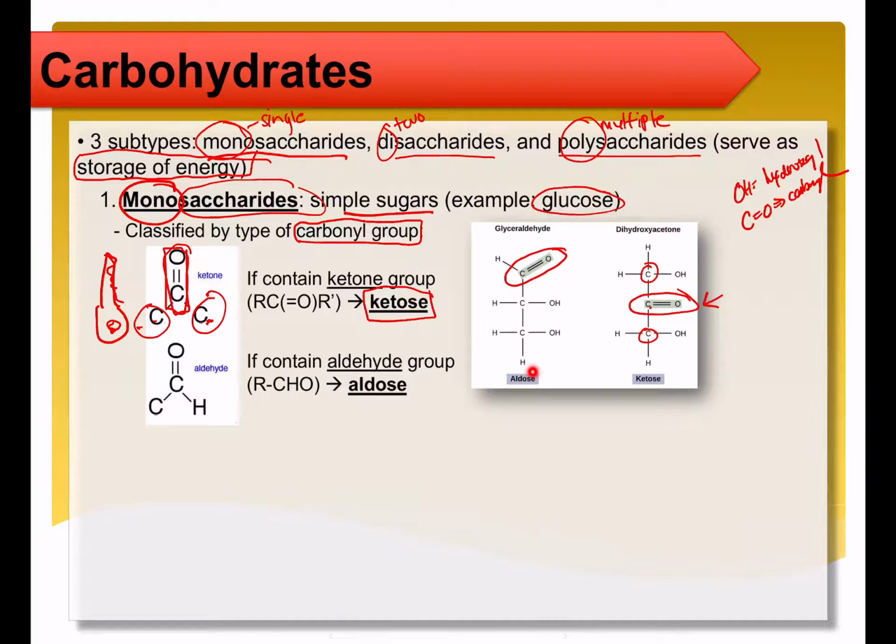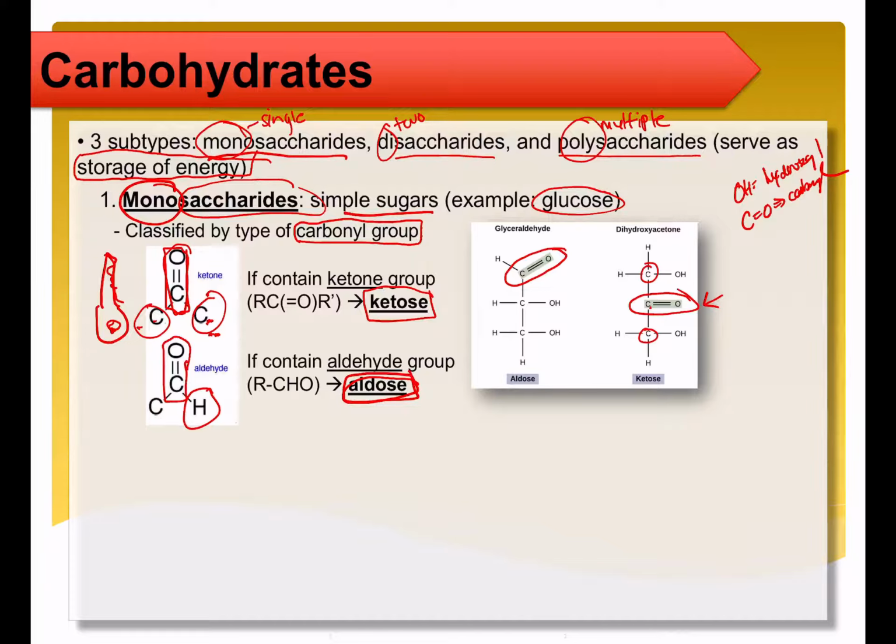And for a carbonyl group at the end of the molecule, either this end or this end, it doesn't matter, because it's at the end, it shouldn't be attached to a carbon on both sides. The carbon of the carbonyl group will be attached to a hydrogen instead of a carbon. The other side is a carbon, of course. It isn't sandwiched between two carbons. It has a hydrogen attached to the carbonyl carbon. We call that an aldose.